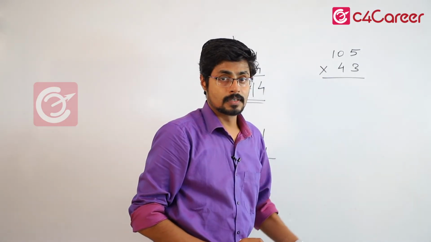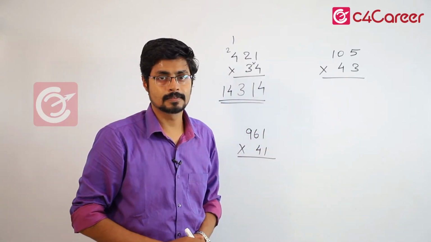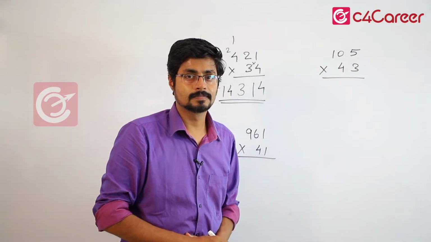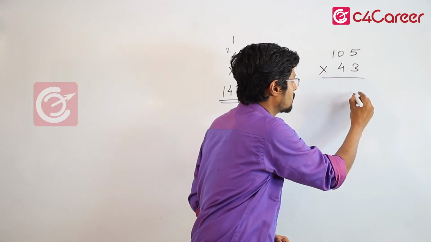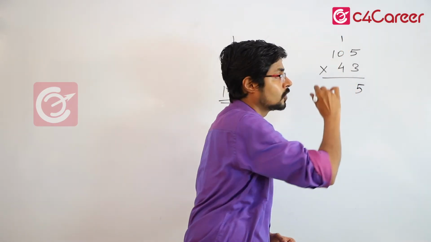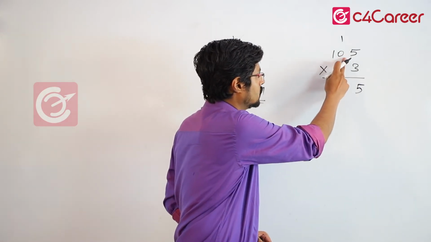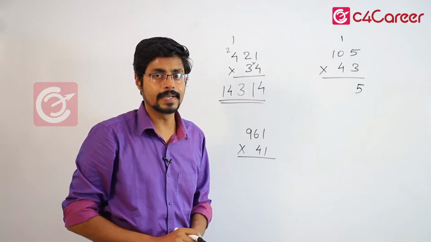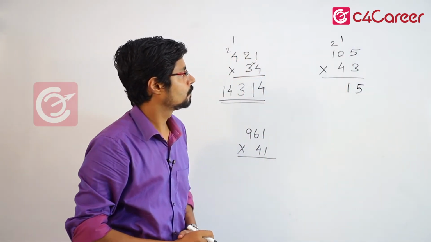Let's look at the next question. So I'll suggest you pause this video, try it yourself before you see the answer. Let's do this now. 5 into 3, 15. We have a carry of 1. 3 into 0 is 0. 4 into 5 is 20 plus this carry. So we have just 20 plus 1, that is 21. We have a carry of 2 now.